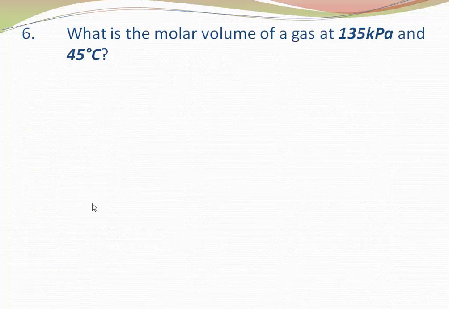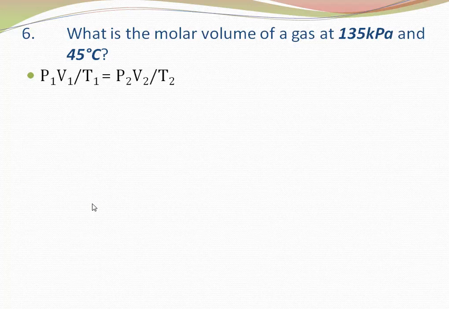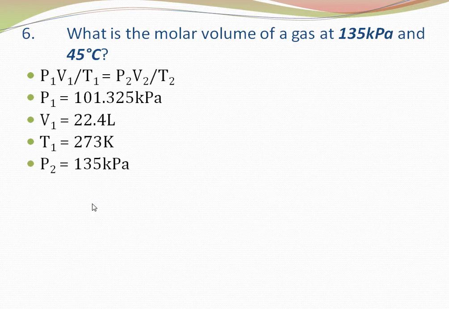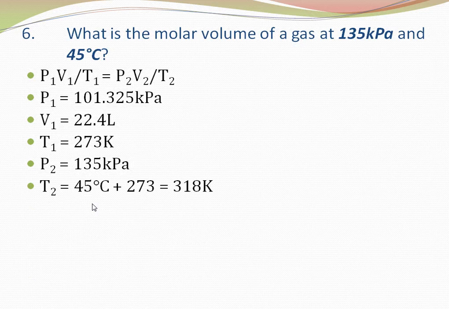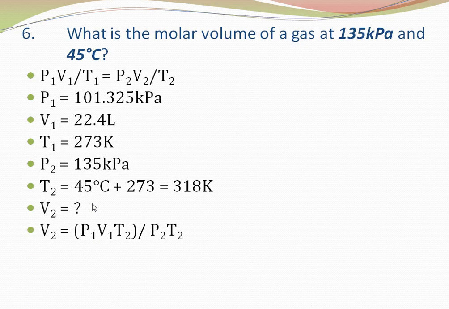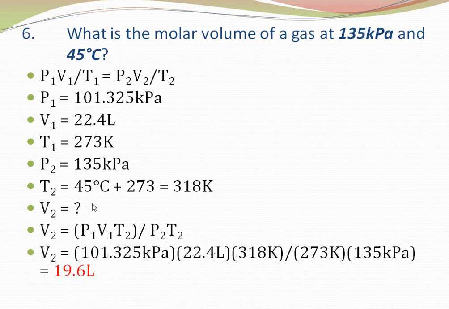For question 6, you're looking for the molar volume of a gas at 135 kilopascals and 45 degrees Celsius. You again set a ratio using STP as well as the numbers you are given in this problem to find the volume. You plug in all of your numbers to get the volume, and you get 19.6 liters.